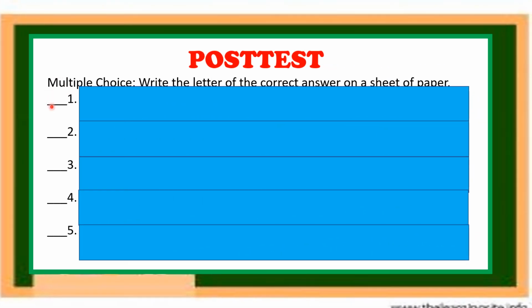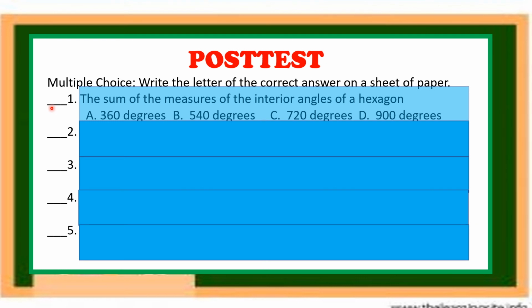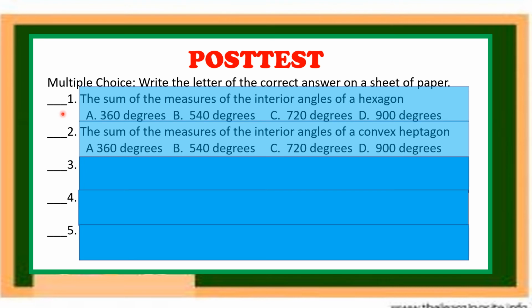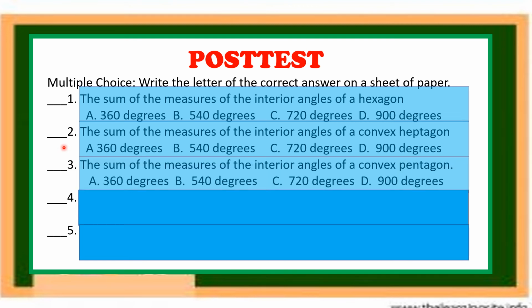Multiple choice. Write the letter of the correct answer on a sheet of paper. Number 1. The sum of the measures of the interior angles of a hexagon. Letter A, 360 degrees. Letter B, 540 degrees. Letter C, 720 degrees. Letter D, 900 degrees. Number 2, the sum of the measures of the interior angles of a convex heptagon. Letter A, 360 degrees. Letter B, 540 degrees. Letter C, 720 degrees. Letter D, 900 degrees.